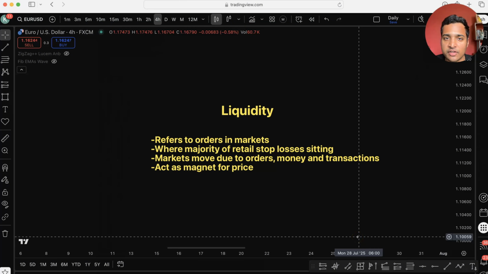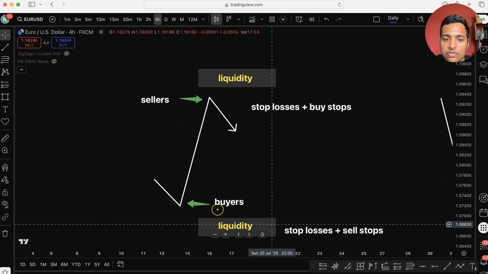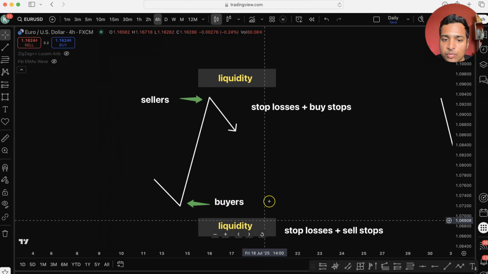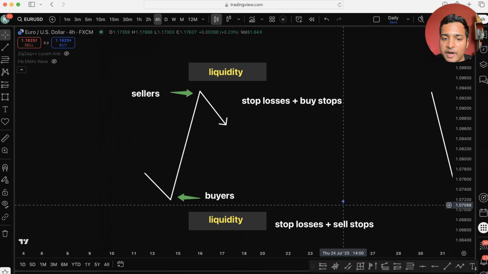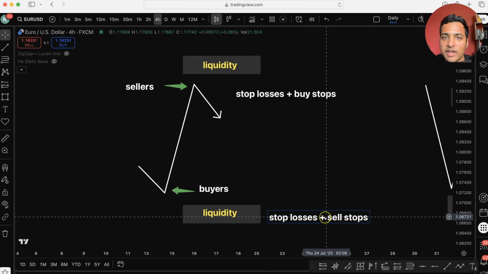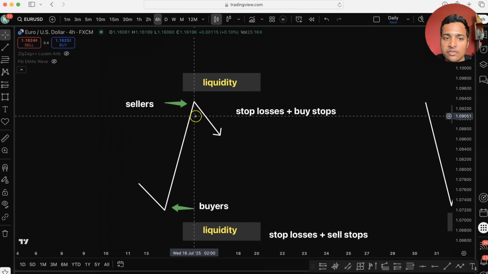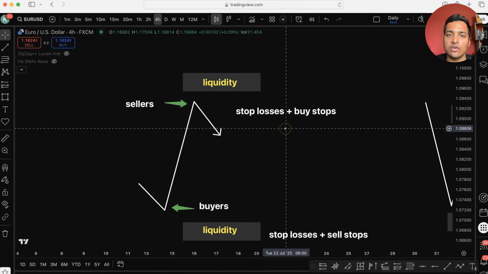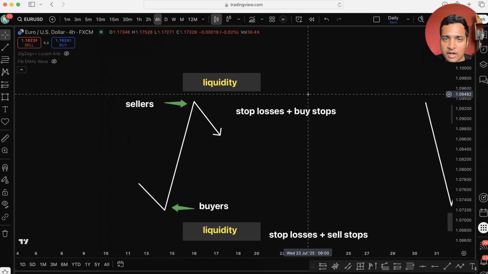To understand liquidity, think about where people are generally buying and selling from, usually around swing lows and swing highs. Below swing lows, there are stop losses of buyers, but also sell stops of breakout traders who are trying to short the breakdown to the downside. Above swing highs, there are stop losses of sellers, but also buy stops of breakout traders who are trying to long the breakout to the upside. And so there are a cluster of stop losses above the swing highs and swing lows, forming liquidity. And these liquidity pools act as a magnet for price to target.